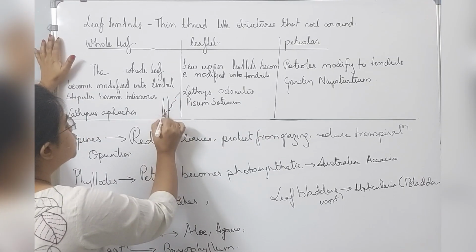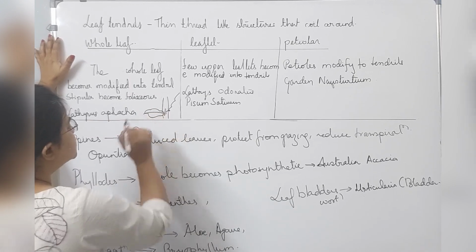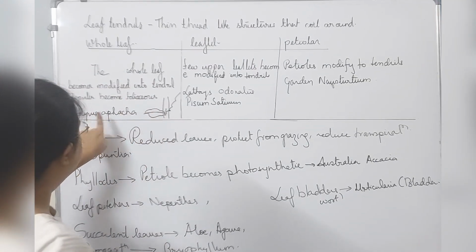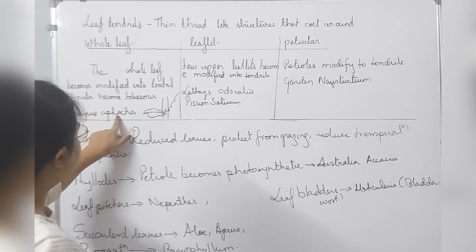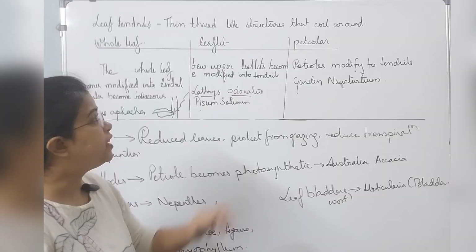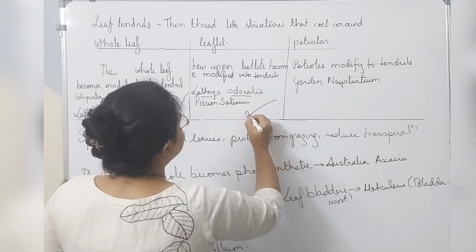और जो stipules होते हैं, okay, they become foliaceous and they do the job of photosynthesis here. ये हमें कहाँ देखने को मिलता है? Lathyrus aphaca, which is the wild pea. फिर आते हैं leaflet tendrils पे. यहाँ पे this is the leaflet, right?